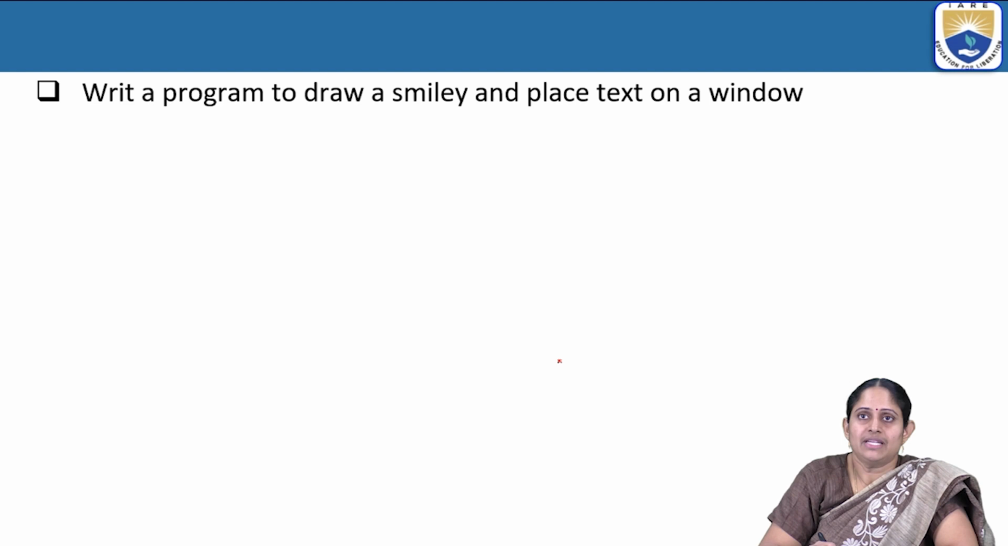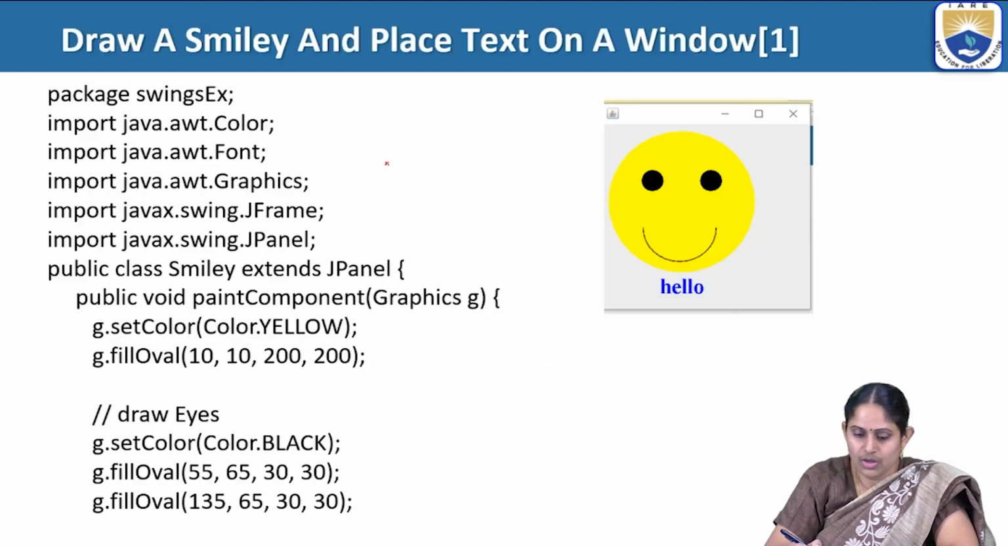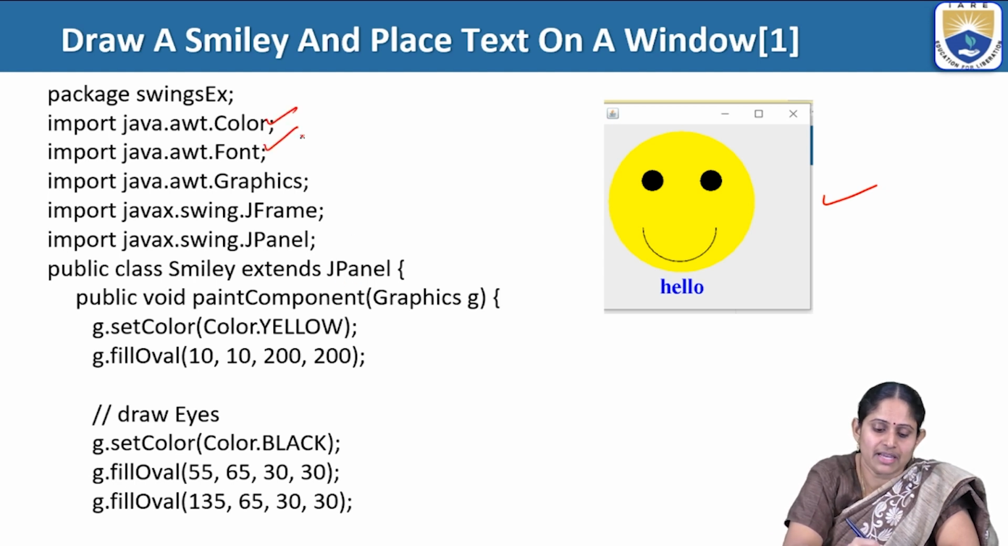In the next program, let's discuss how to draw a smiley and place a text on a window. So we will have something like this. This will be our output. So again, since we have to import all the packages which we are using in our program.